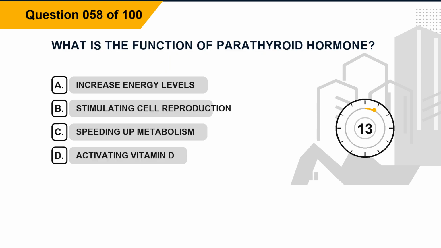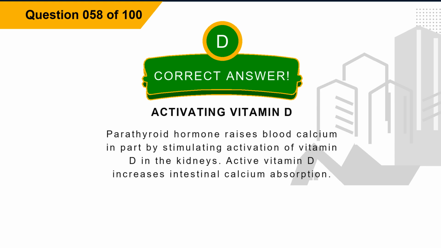Question 58. What is the function of parathyroid hormone? Option A, increase energy levels. Option B, stimulating cell reproduction. Option C, speeding up metabolism. Option D, activating vitamin D. The correct answer is option D, activating vitamin D. Explanation. Parathyroid hormone raises blood calcium in part by stimulating activation of vitamin D in the kidneys. Active vitamin D increases intestinal calcium absorption.